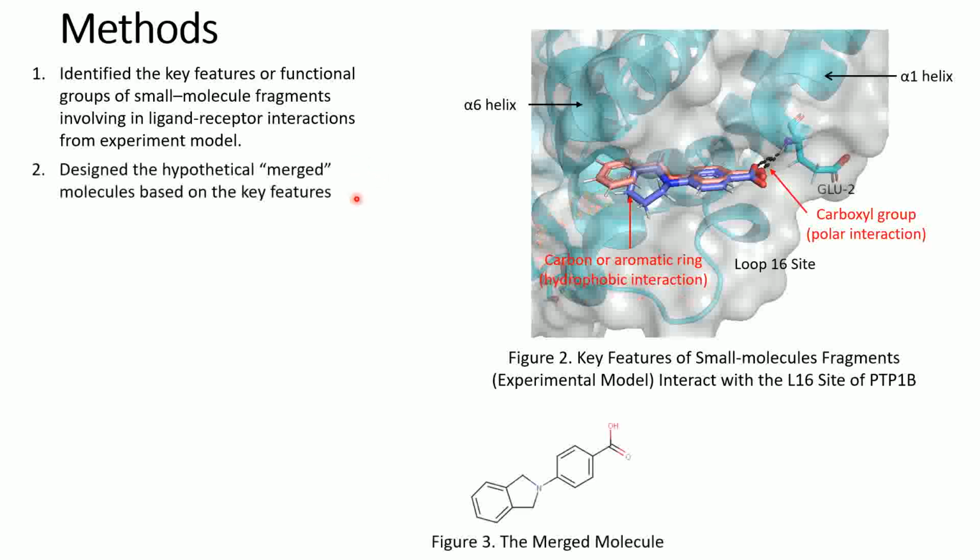Second, the hypothetical merged molecules were designed based on the key features. The figure shown here was one of the merged molecules I designed. It contains a carboxyl group and makes a two adjacent ring structure to enhance the hydrophobicity of the ligand. This is just one of the examples of the merged molecules. Indeed, I designed multiple of these merged molecules based on different key features of the fragments to obtain hundreds of small molecule candidates.